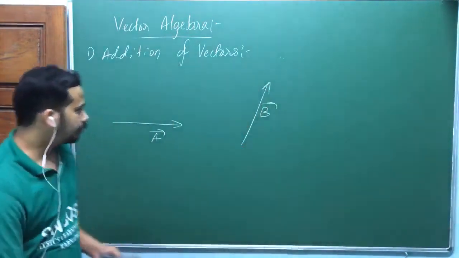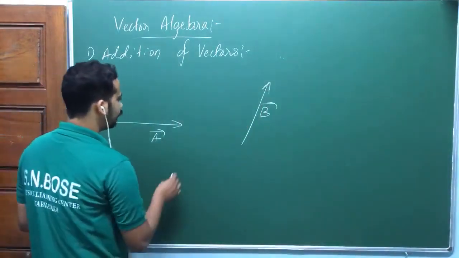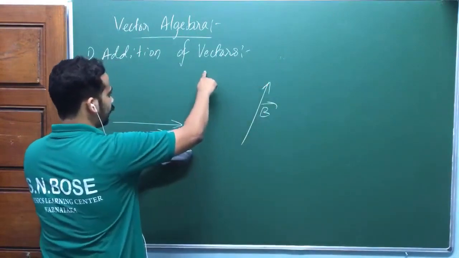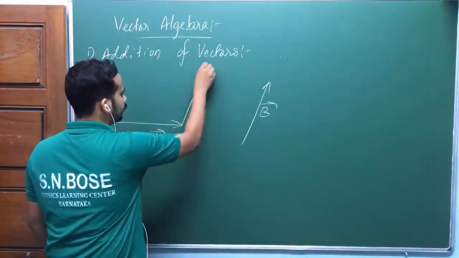That's why, suppose I have vector A here, vector B here, if I want to add these two, I have to take this vector here. Is that okay? I have to take this vector here.